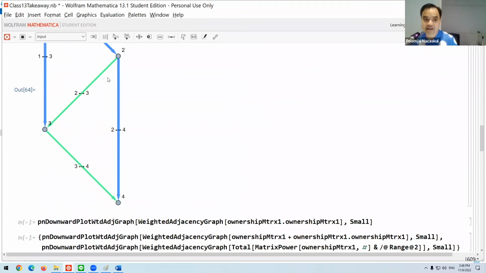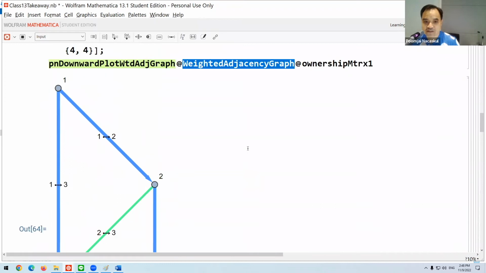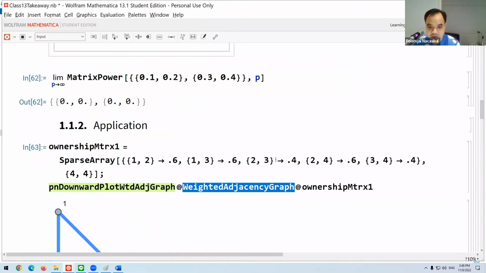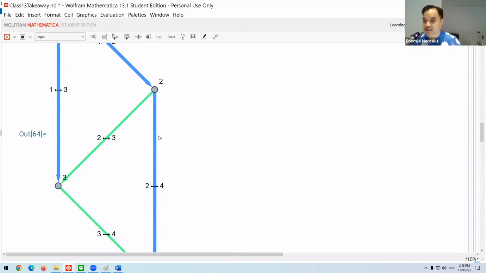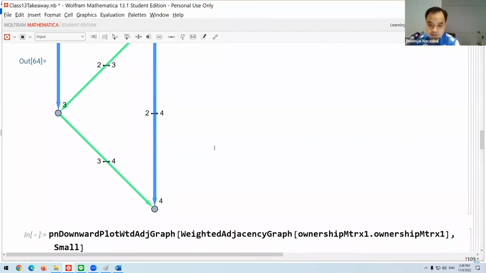So notice the thickness as well. The thickness is proportional to the size. So 1 owns 60% of 3 and 2. 2 owns less than 60% of 3. Oops, 2 owns what? 40%. So the number gets smaller, so different color and thinner line. Okay, fine. That's the first shot.